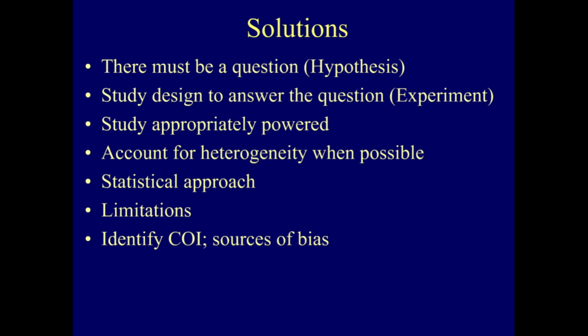There are a variety of potential solutions. And again, I would reiterate there must be an experimental question or a hypothesis. You need to have a study designed to answer the question. The study needs to be appropriately powered. You need to account for heterogeneity when possible. You need a clear statistical approach. You need to be aware of your limitations. And you need to identify conflicts of interest and sources of bias. They cannot be eliminated, but they can be identified and constrained.